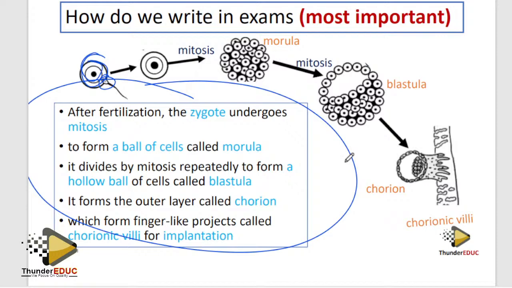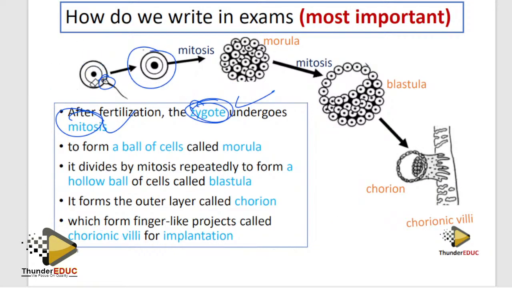Here they're saying, please don't tell stories about the acrosome and the enzymes. They didn't ask you that. What happens after fertilization? Immediately after fertilization, a zygote is formed, which undergoes mitosis. We give you a mark. It undergoes mitosis to form what? You see this?